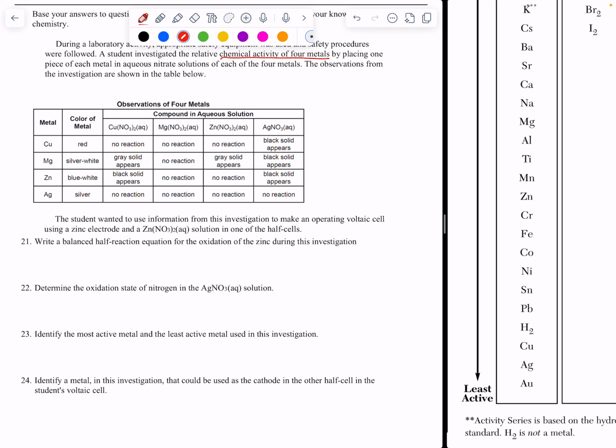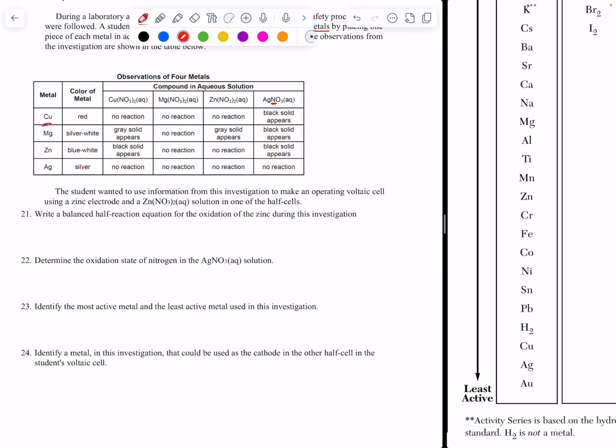What this means is if I have a piece of copper, this is a description of the metal, it's red, and I place it in copper nitrate, nothing happens to it. However, if I place it in silver nitrate, some black solid appears. So it's just telling what happens when you react wherever these two columns intersect.